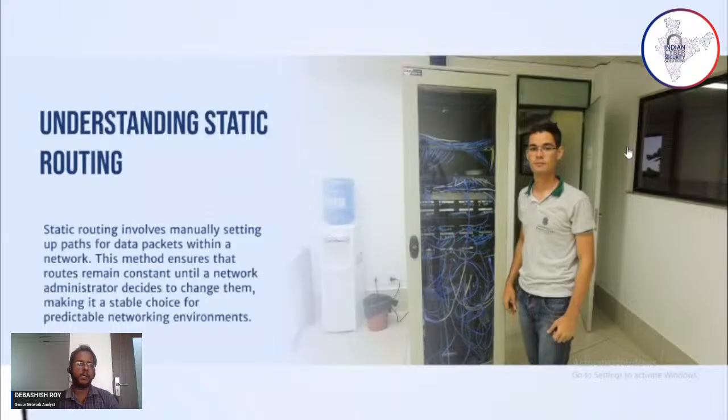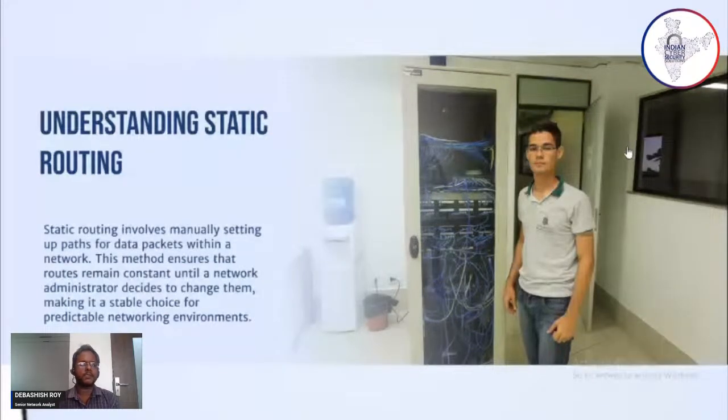So you have to understand static routing first. What do you mean by static routing? Static routing involves manually setting up paths for data packets within a network. What does it mean? It means that you have to manually configure the entire path from the source to the destination. That is static routing. Everything you have to do manually or statically. So if there are too many destinations, yes, it is a problematic or challenging thing for you. And this method ensures that routes remain constant until a network administrator changes them. So if the source network or the destination network changes, then the network administrator has to change it manually, making it a stable choice for predictable network environments.